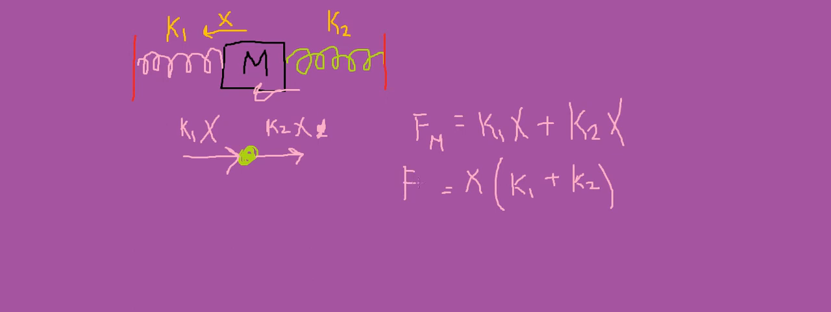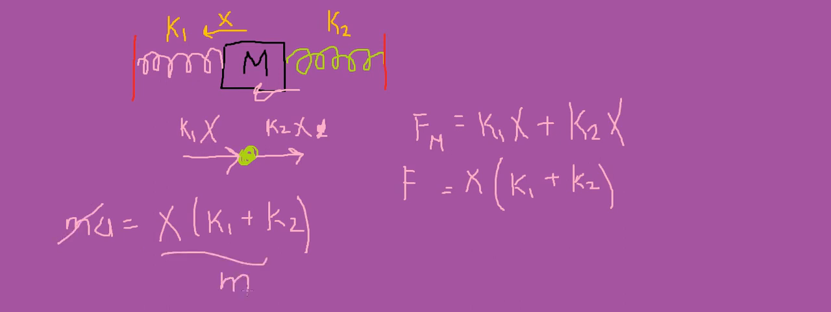And we know the net force equals mass times acceleration, right? And this equals x times the quantity k1 plus k2. Then we can divide both sides by m, which is the mass. So you get the acceleration equals x times k1 plus k2, over m.